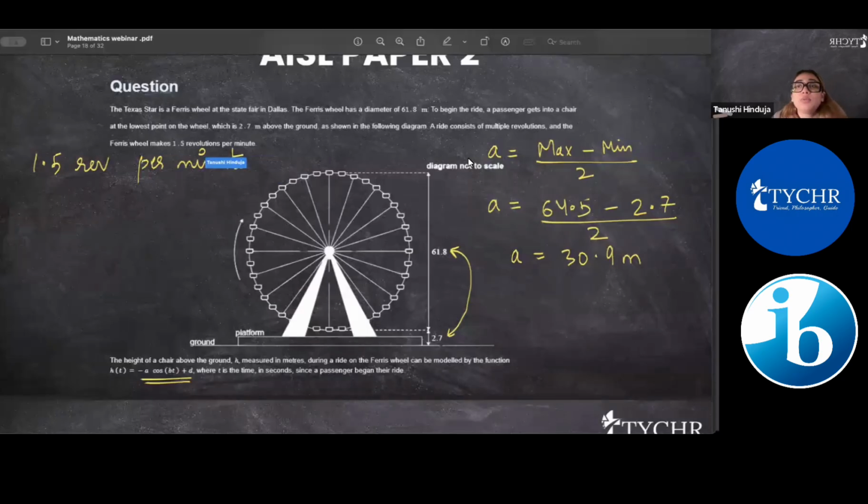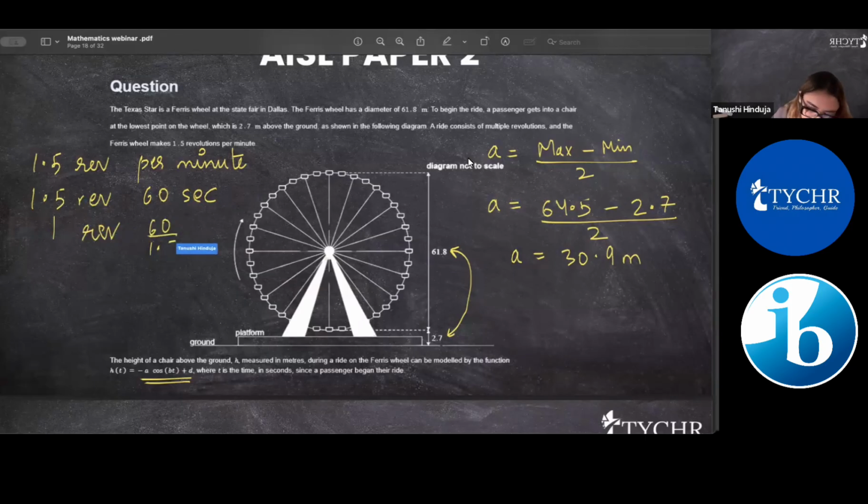Period is about in how much time you are completing one revolution. So if I have 1.5 revolutions in a minute, that means in 1.5 revolutions in 60 seconds is what we have. So if I want one revolution, that would be 60 over 1.5 seconds, which would be 63 over 2. So that's 40 seconds. So in 40 seconds, you would complete one revolution.